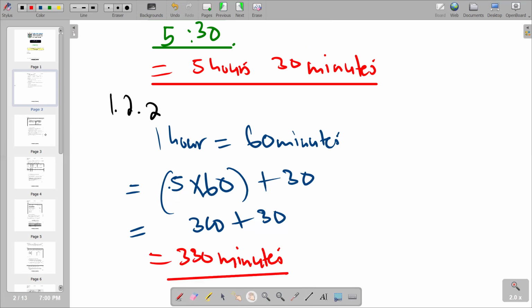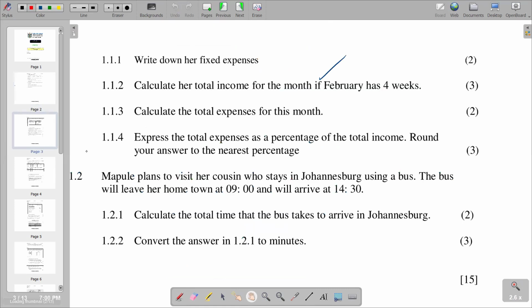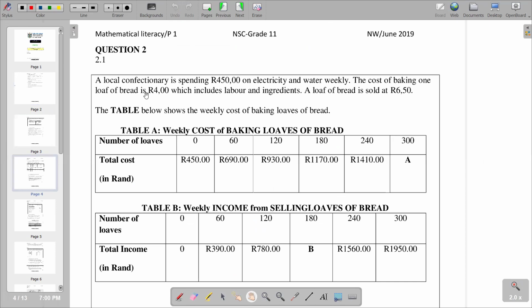So we move on to the next question, which is question 2. Question 2 reads, a local confectionery is spending 450 rands on electricity and water weekly. The cost of baking one loaf of bread is 4 rand, which includes labor and ingredients. A loaf of bread is sold at 6 rand 50. So a table below shows the weekly cost of baking loaves of bread. You're given number of loaves as a row, and they're also given total cost in rands. We've also got table B, which shows weekly income from selling loaves of bread. So this is the scenario that we have. Then with the information given, we can check in terms of the question that we have.